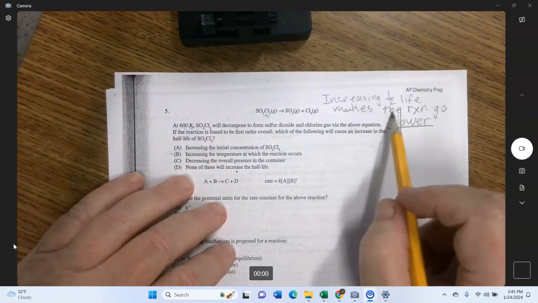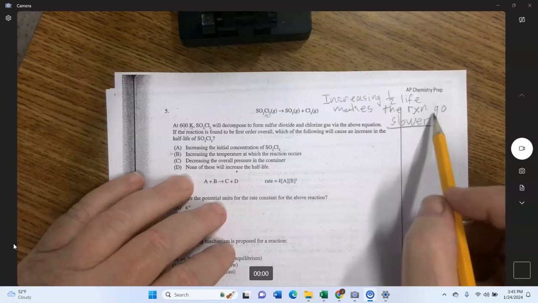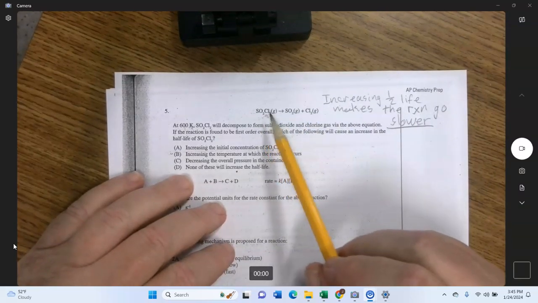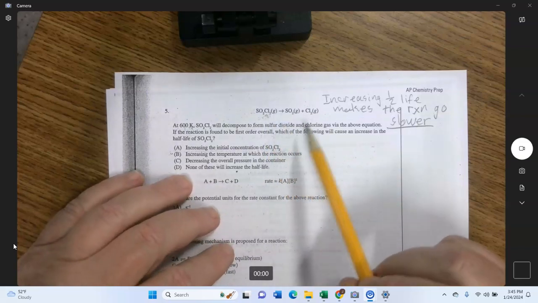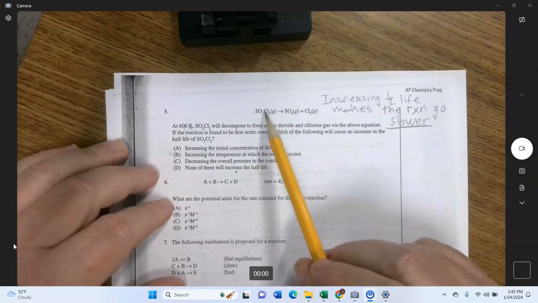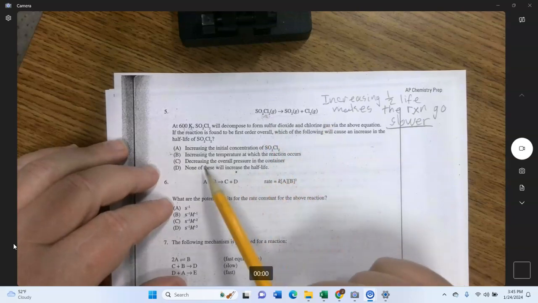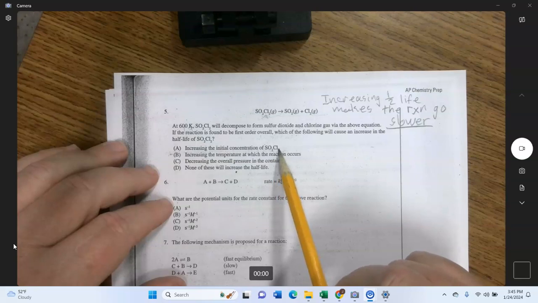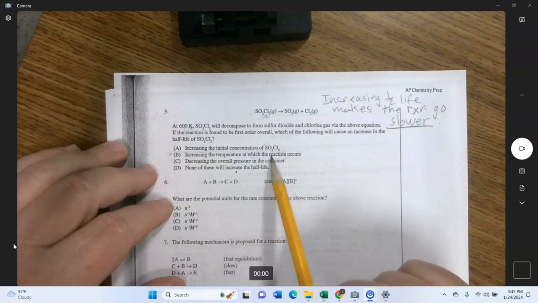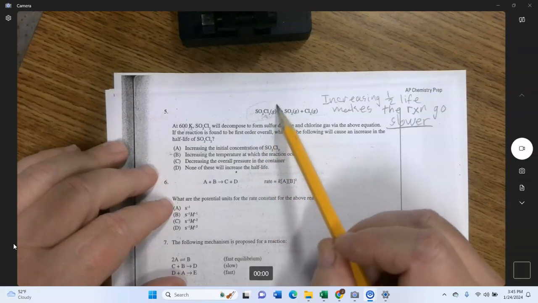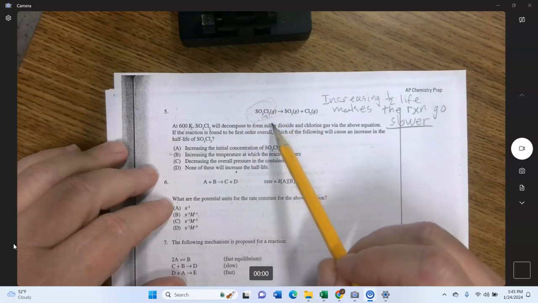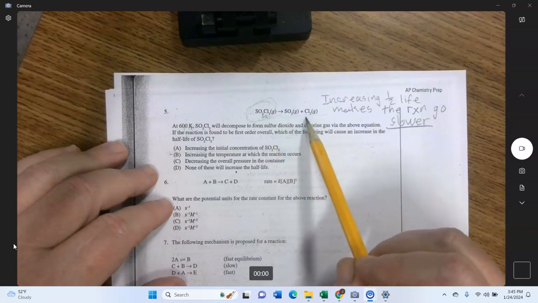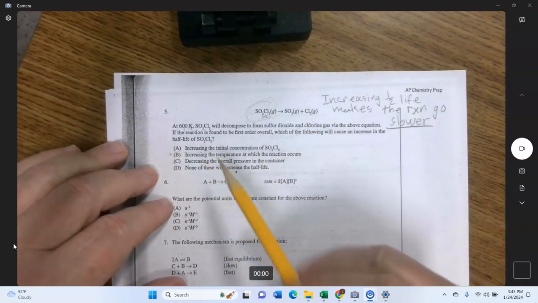Okay, so increasing the half-life makes the reaction go slower. It takes more time for this to break down, and that's a slower reaction. Okay, so which of these will make the reaction go slower? Increasing the initial concentration of SO2. So you've now learned from Le Chatelier's principle that if you increase the concentration of this at the beginning, you make the room on the left side more crowded, and so it's going to want to go to the right faster. So it cannot be A.